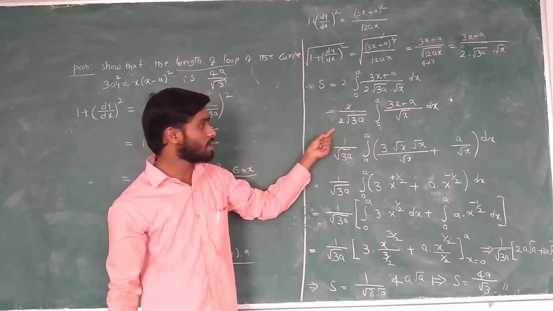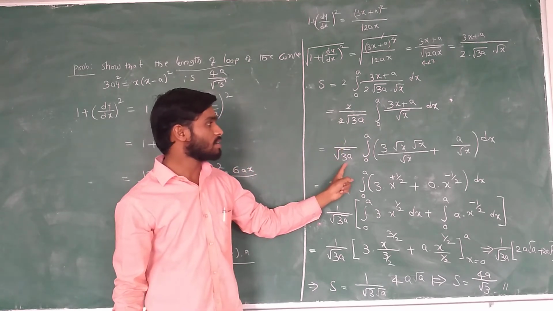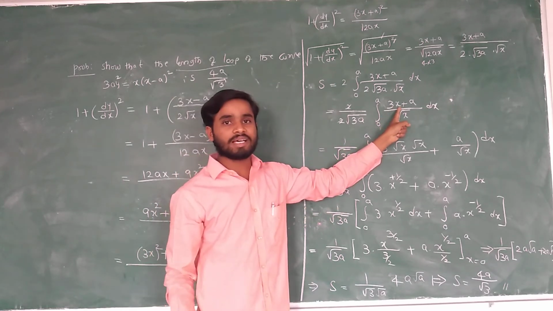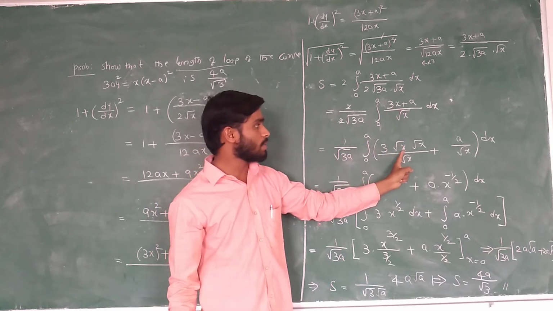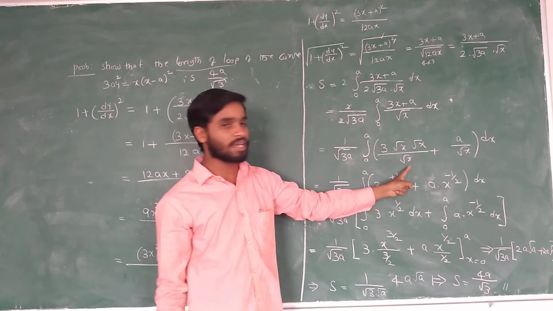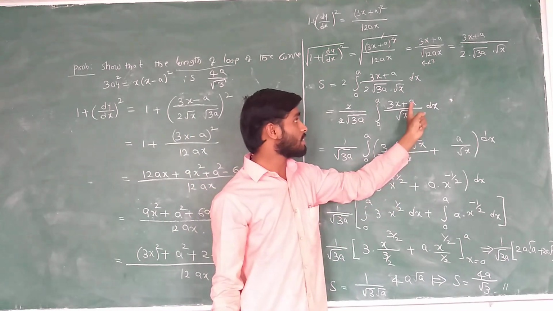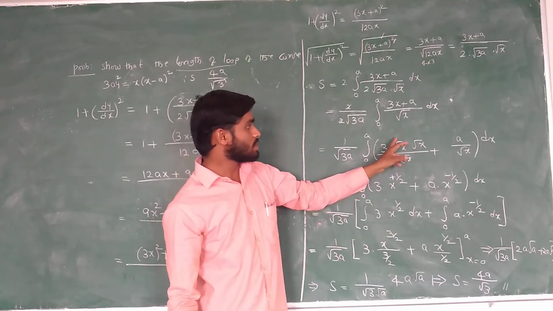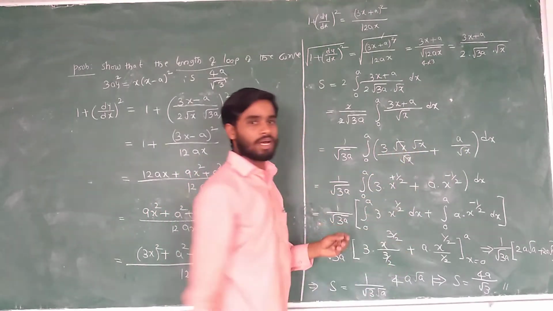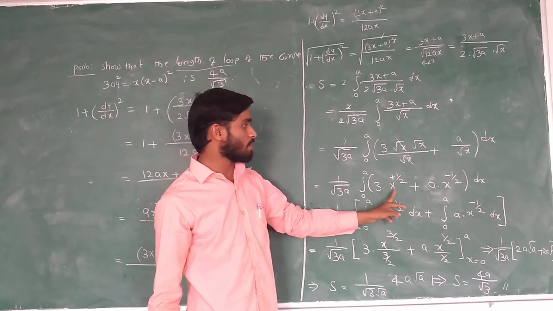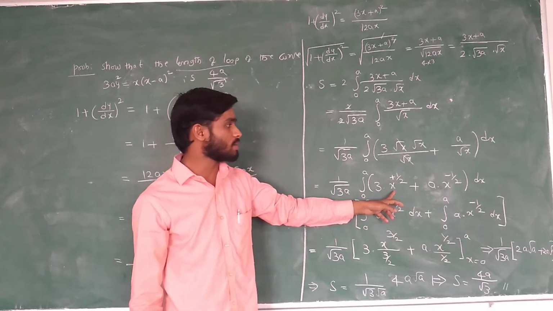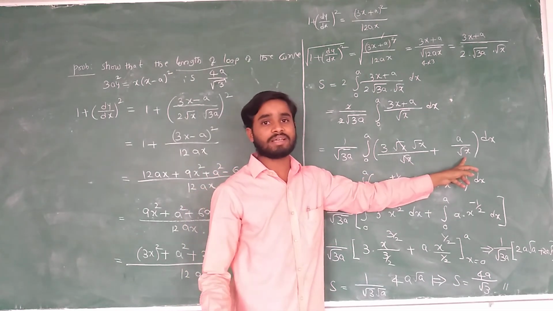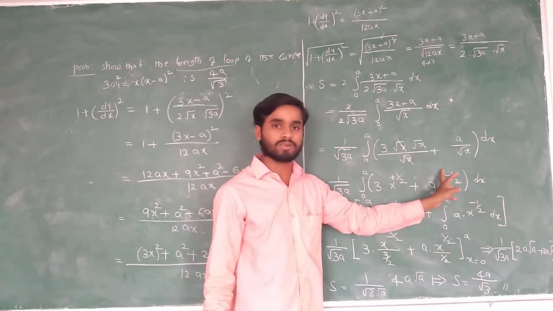So remains here 1 by root 3a, integration 0 to a. This 3x can be written as root x into root x, and the denominator is the same. And a by root x. Now this root x cancelled out, remains here 3 into x power 1 by 2. Root x can be written as x power 1 by 2, plus a into, since the denominator root x can be written in the numerator, x power minus 1 by 2.